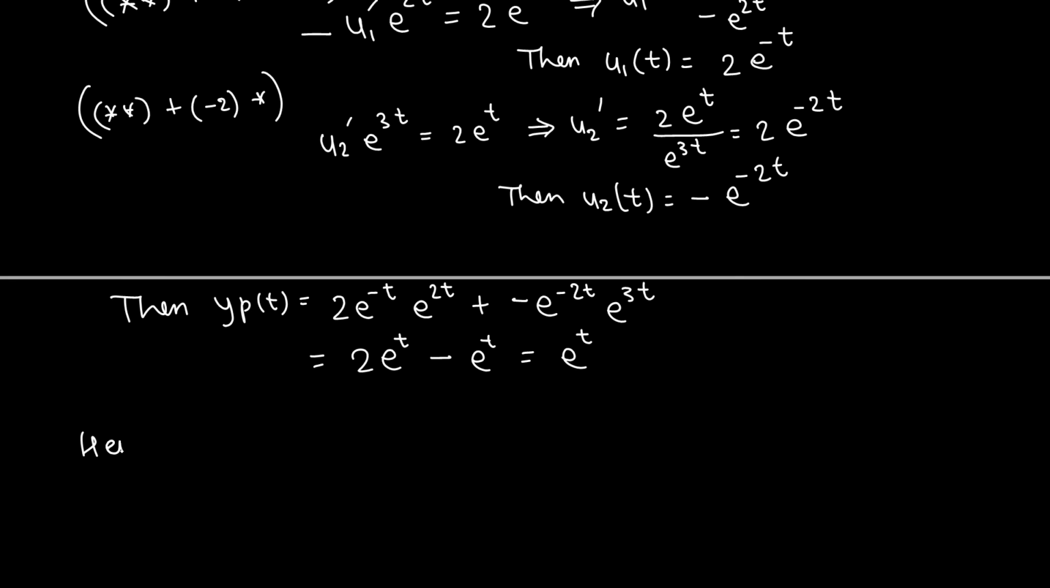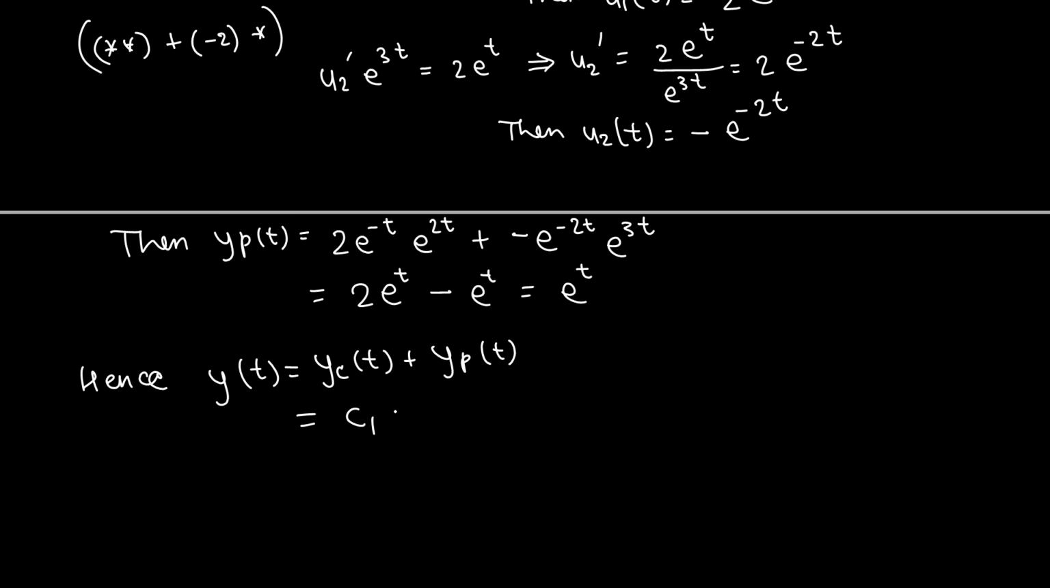Then hence the general solution for the original, the given ODE is yc(t) plus yp(t), and yc was, if you go up you will see c1 e to the 2t plus c2 e to the 3t plus a particular solution is e to the t. These are all unlike terms, and that's the final answer.